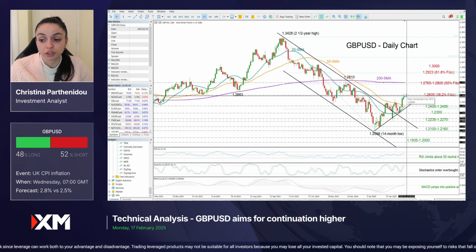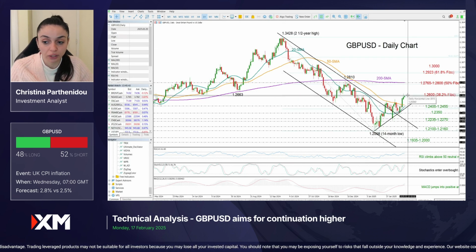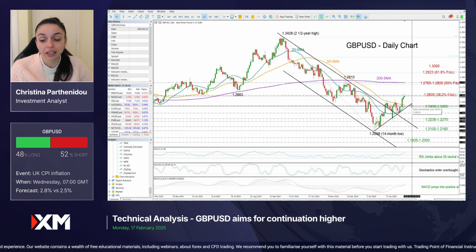This is also where the 38.2% Fibonacci retracement of this downtrend is located. So I would like to see a close above this area before targeting the next resistance seen between 1.2765 and 1.28, where the 200-day moving average is placed. Then on Wednesday, we have UK CPI inflation data. The core and the headline CPI data are both expected to head higher, so that could be further evidence that there is no urgency for additional rate cuts.